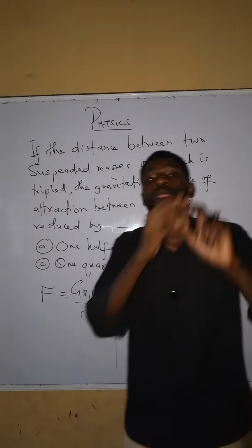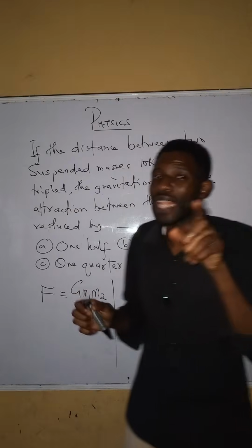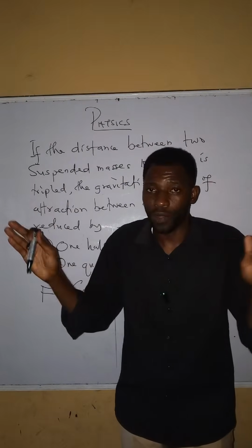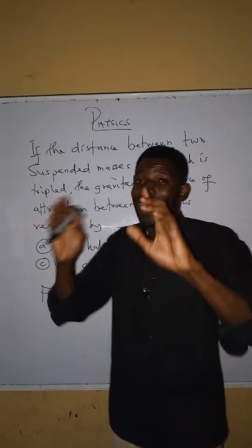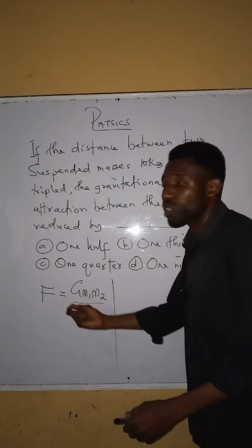The force in a magnetic field can either be attraction or repulsion, because like poles of a magnet will repel according to the law of magnetism, while unlike poles will attract. Okay, so for a gravitational field, this is an attractive force.